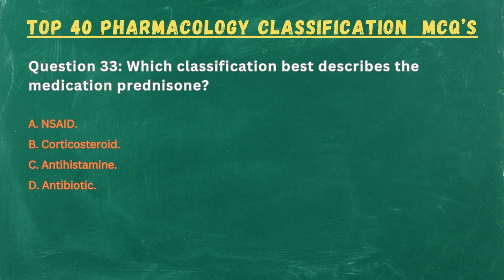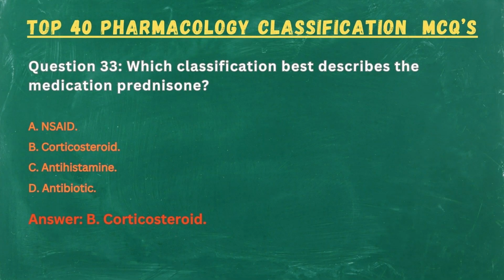Question 33. Which classification best describes the medication prednisone? A. NSAID. B. Corticosteroid. C. Antihistamine. D. Antibiotic. Answer: B. Corticosteroid.